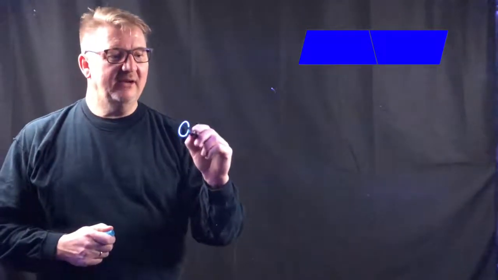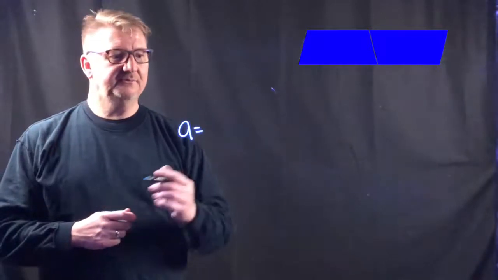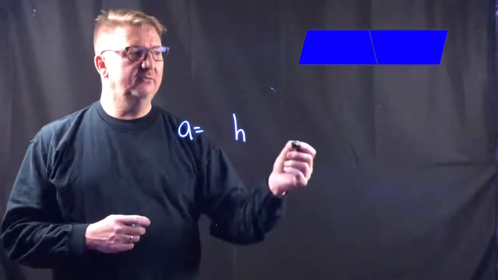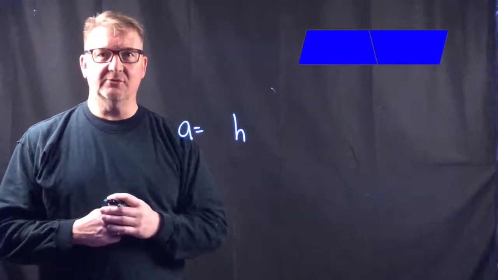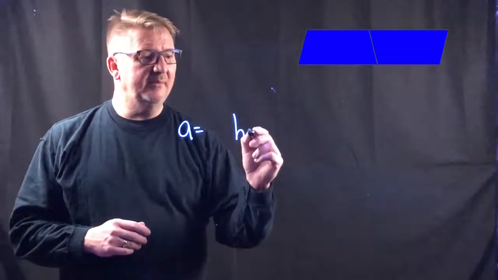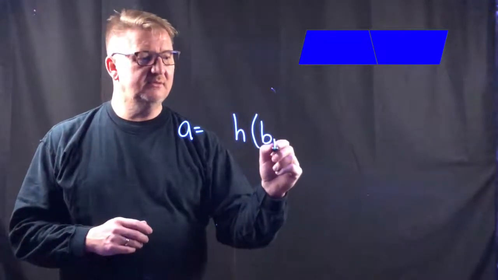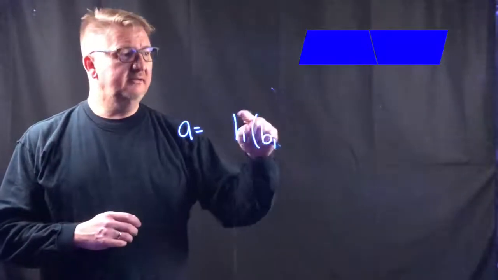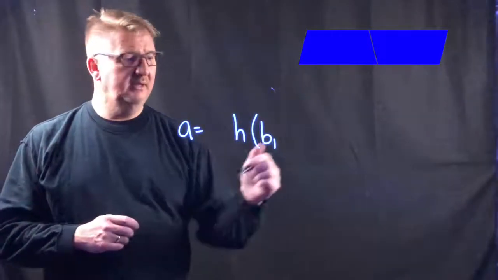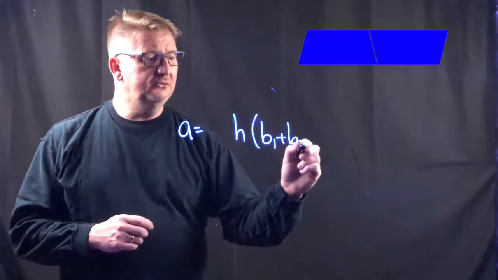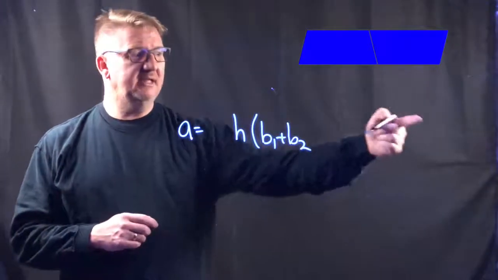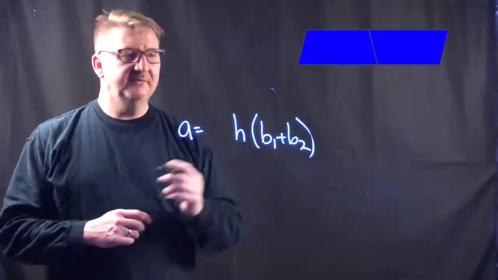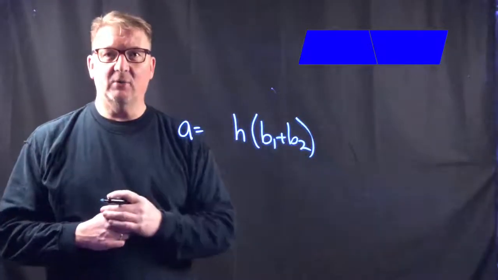So the idea is that you can find the area of a trapezoid by taking the height, which is going to be the same in both trapezoids, so I'm not worried about that. And I'm going to multiply that number times the first base. The first base is this long base here, and I'm going to add it to the second base, that short base there. That gives me the entire length of that one line.